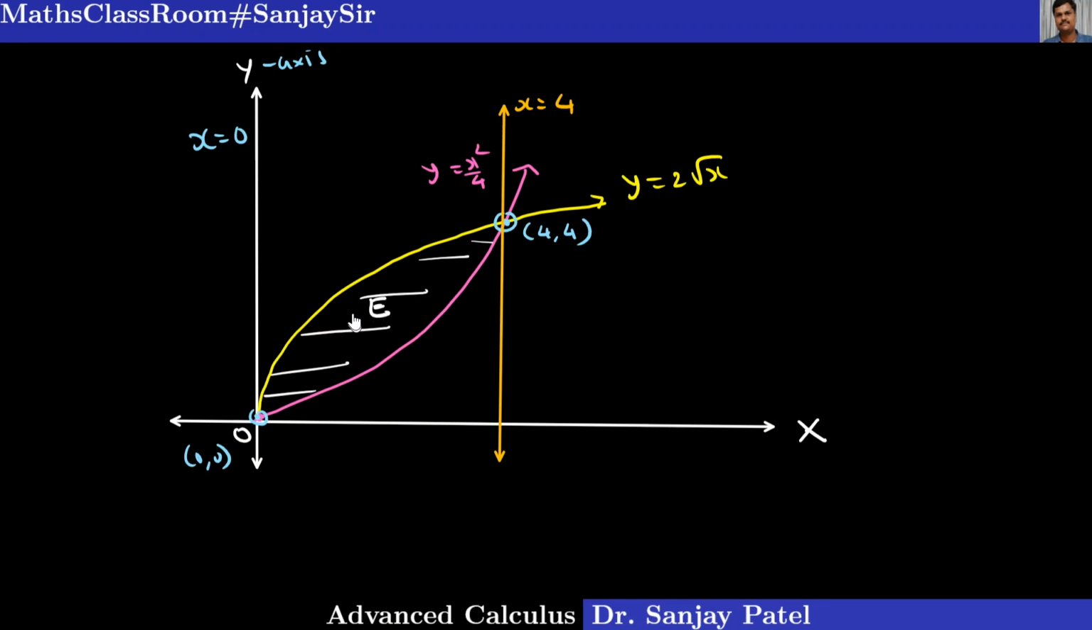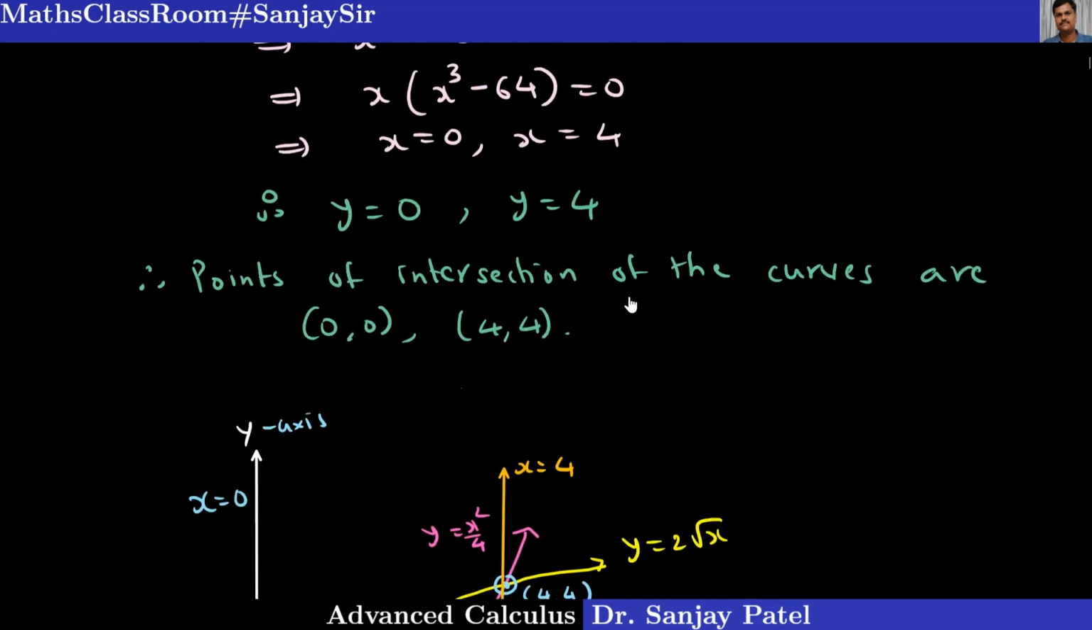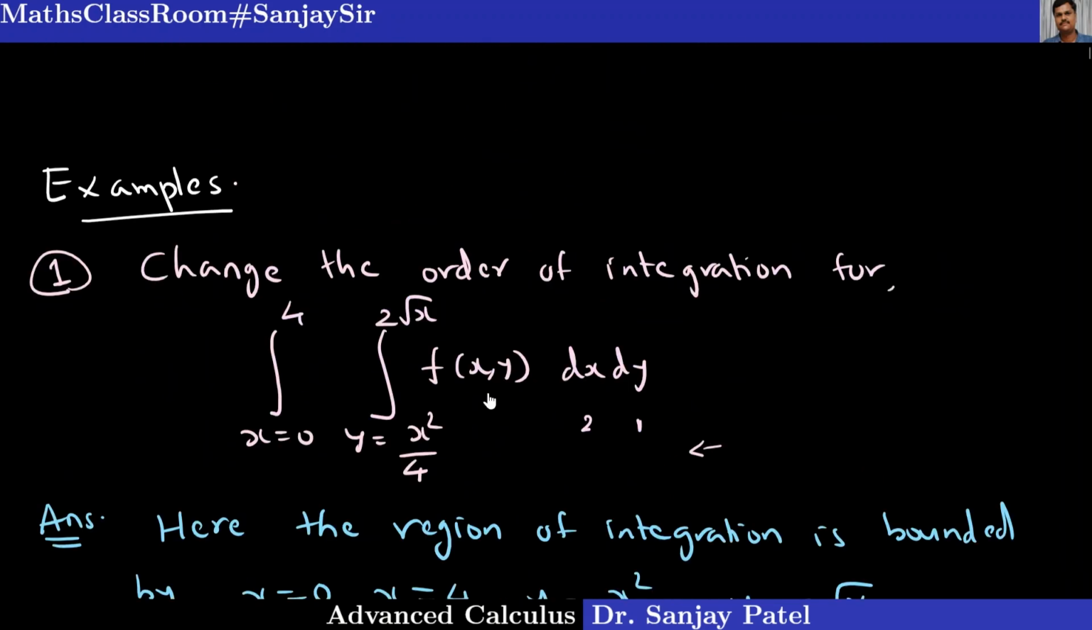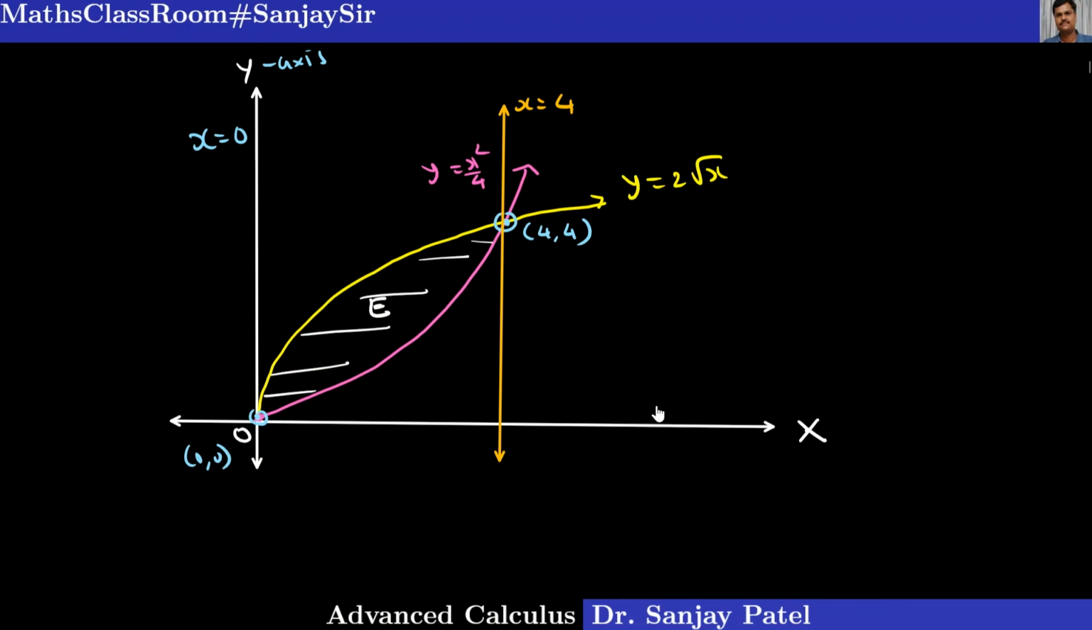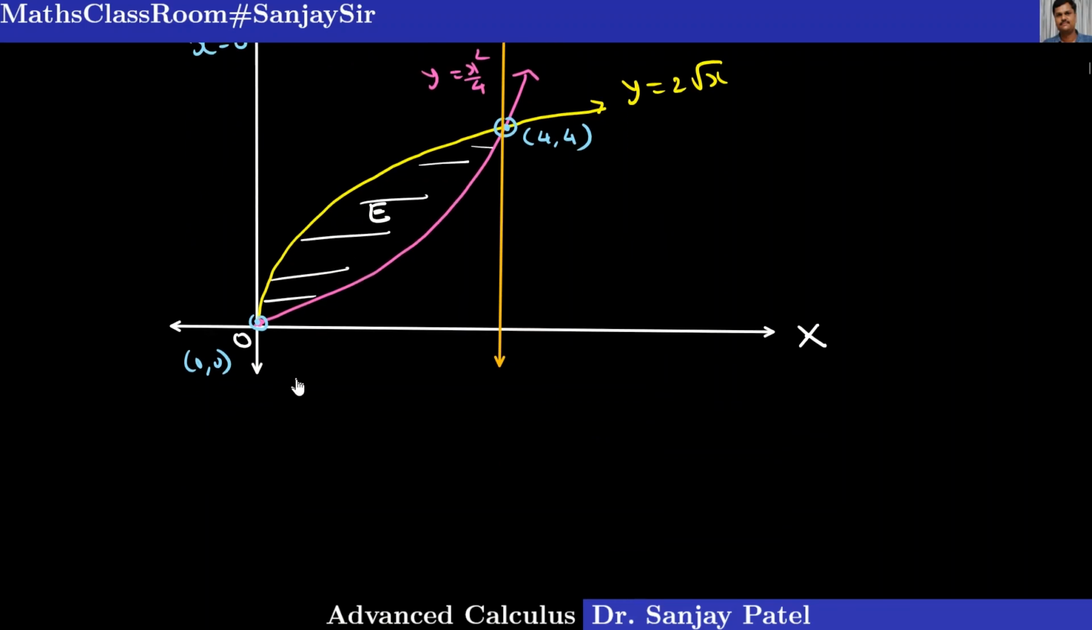Now we are given that the function f, which is an arbitrary function in this problem, it can be any function, is integrated with respect to y first. And now we want to change the order and integrate with respect to x first. So what we do is, for integrating with respect to x first, we always take a strip parallel to the x-axis in the region of integration.